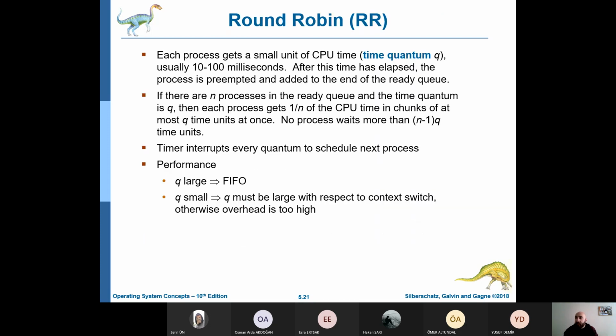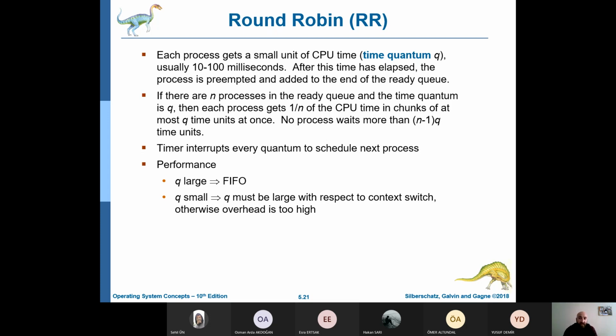The next one is round robin. The round robin scheduling algorithm is similar to first come first served scheduling, but here we have preemption. Preemption is added to enable the system to switch between processes. A small unit of time, called the time quantum or time slice, has to be defined.